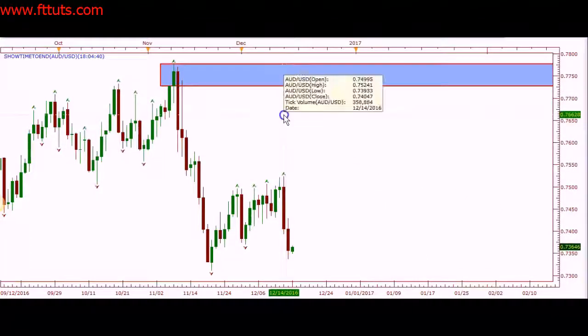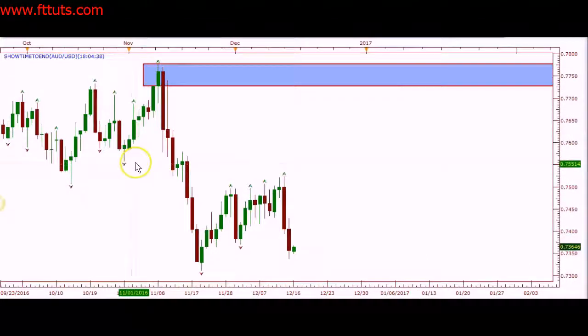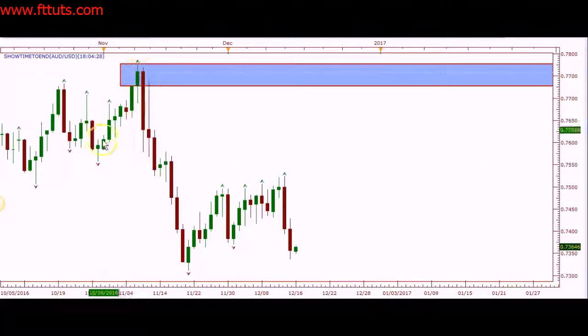All right, so that's one active zone, because you have a rally and kind of not really a base, but you flattened out. So it's like the tweezer top and then a monster drop. But then there's another zone that I see, because first you have a rally, then you call it a base and then a drop. So that would make that a supply zone here.